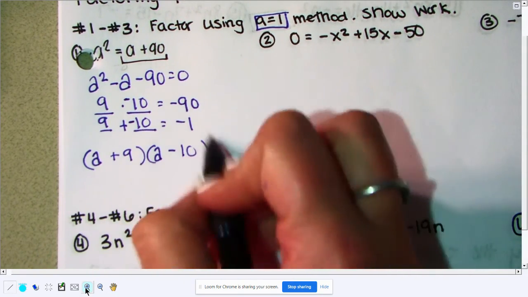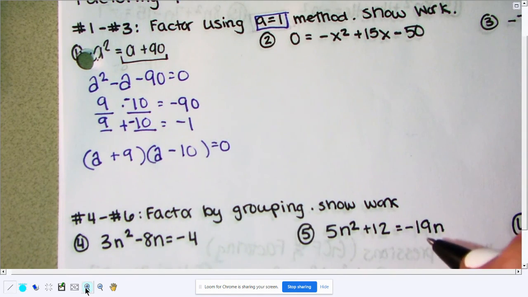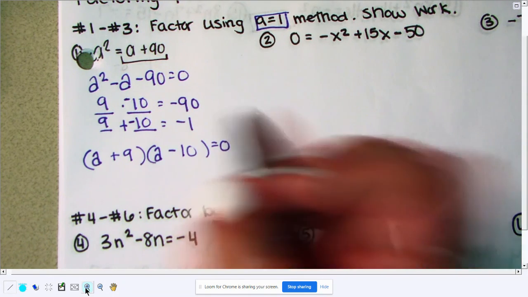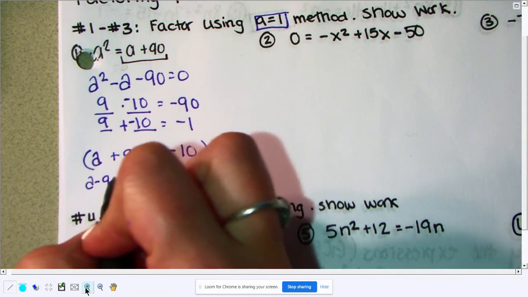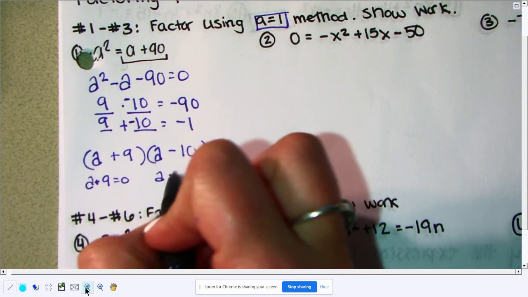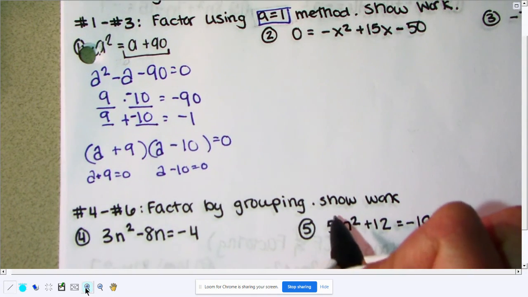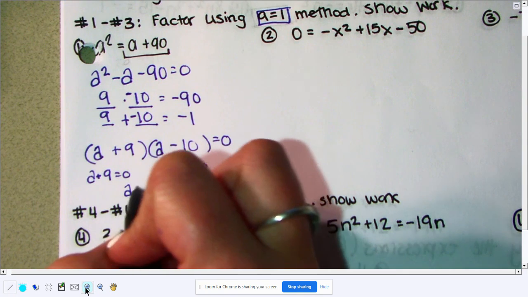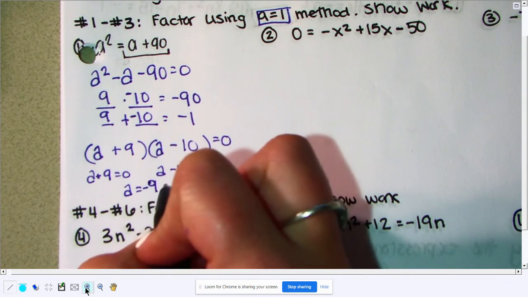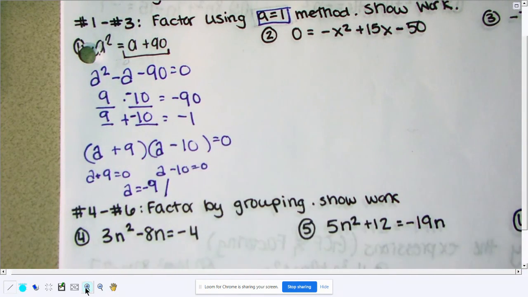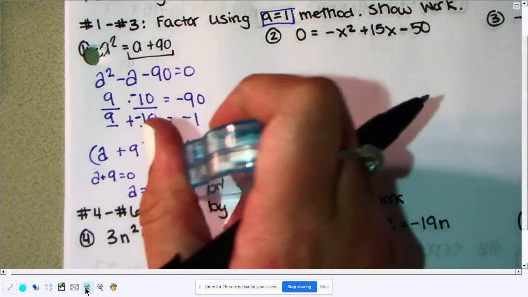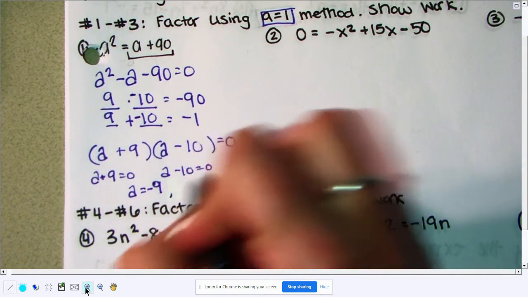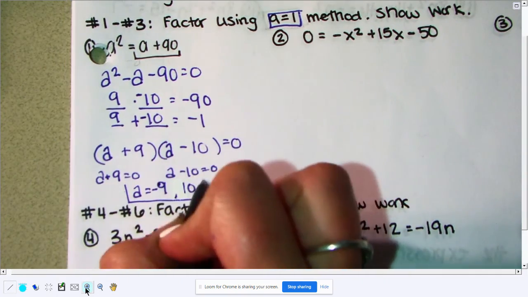Then from here, this actually still equals 0. If there's an equal sign in your problem, then you actually have to solve the problem. So I'm going to do a plus 9 equals 0, a minus 10 equals 0. Solving this, I'll subtract 9, so a would equal negative 9. And I probably shouldn't put a slant, I don't want you to think it's a fraction. A comma is what I should have put. Adding 10, I would get 10. So this is my answer.